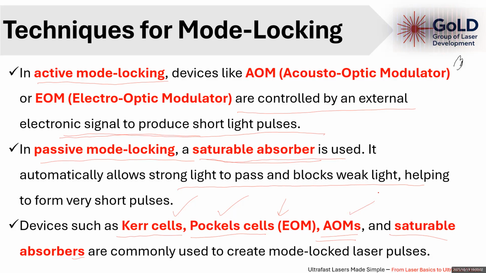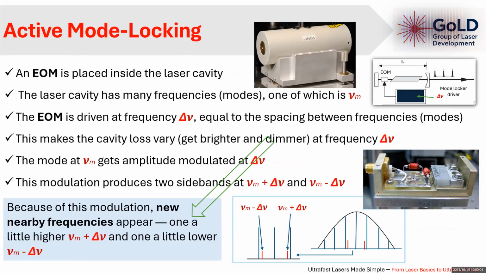Okay, let's move to the next slide. Active mode locking. In active mode locking, we use devices that can be acousto-optic or electro-optic. Acousto-optic is based upon frequencies in the megahertz range. Electro-optic may have some choices; it depends on what kind of crystal is used.